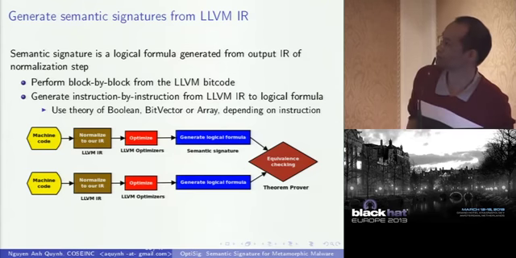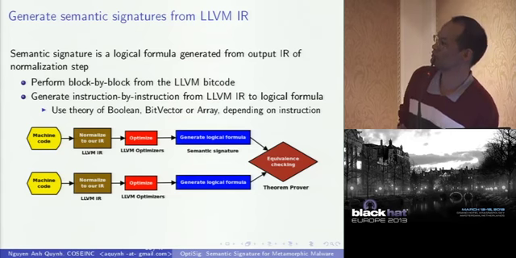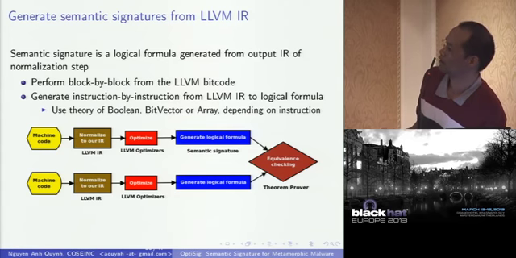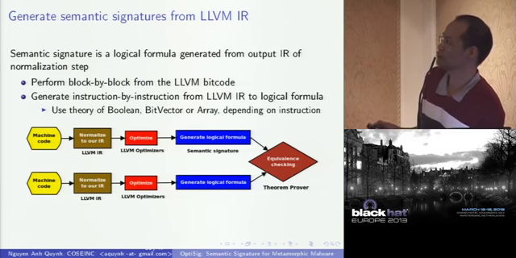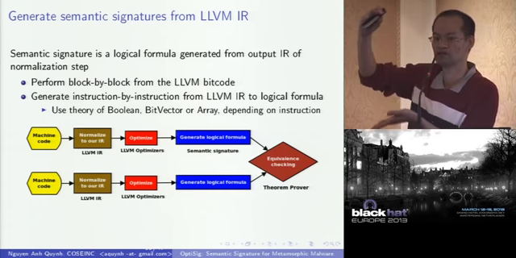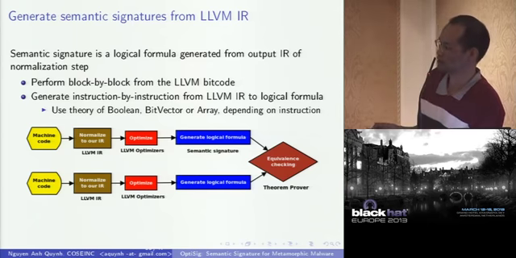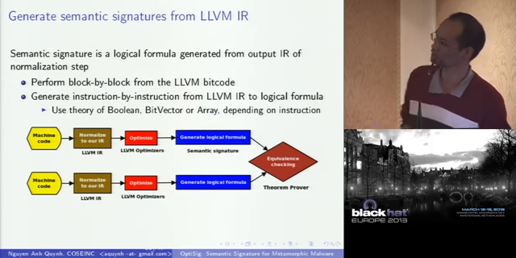So here I detail the diagram again. We generate the semantic signature from the normalized code. The semantic signature is actually a logical formula generated from the output IR of the normalization step. So we have machine code here, we normalize the code. After that, we optimize, and we can remove the first three transformations. And after that, we generate the semantic signatures.